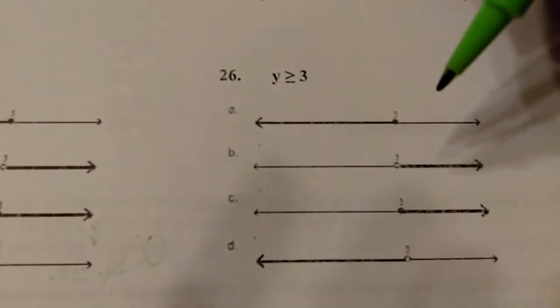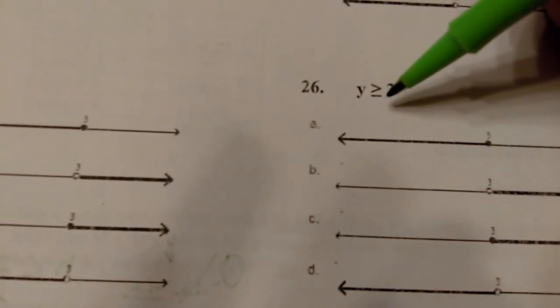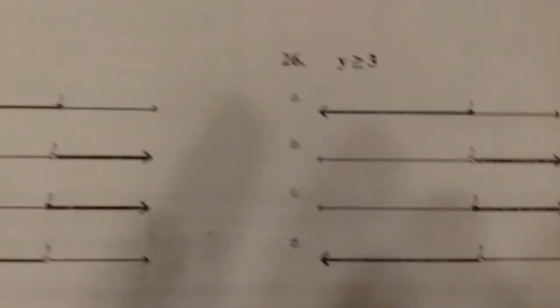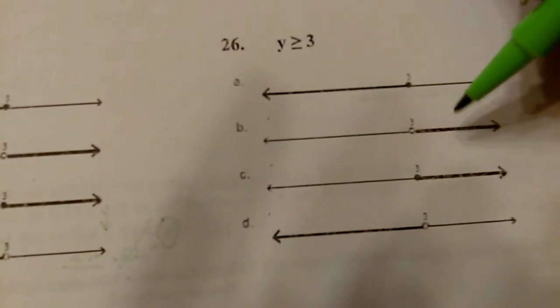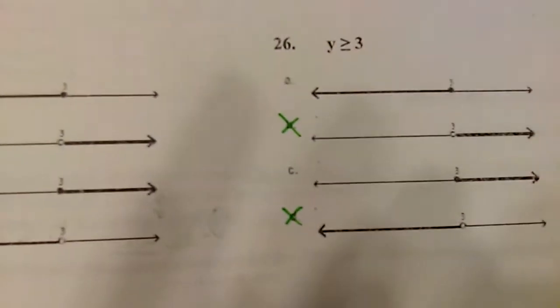In 26, Y is greater than or equal to 3. All of my numbers here are aligned at 3, so that's great. And because it's greater than or equal to, I'm looking for a closed circle. So any that have open circles cannot be my answer. So B has an open circle. See, look at that little circle is open. So that's not an answer. And D, open circle. That's not an option.